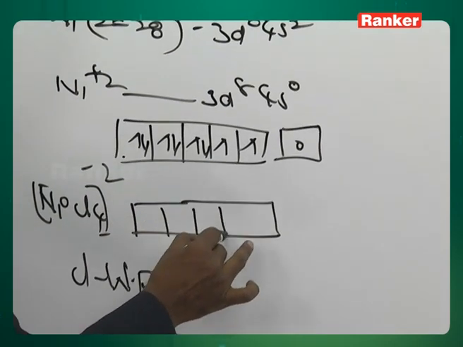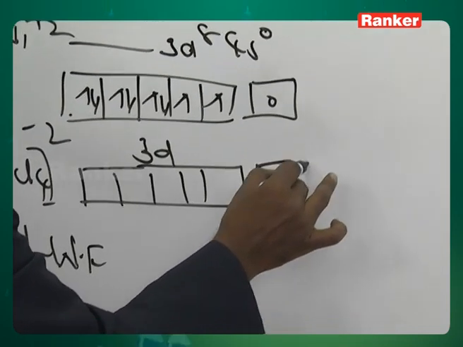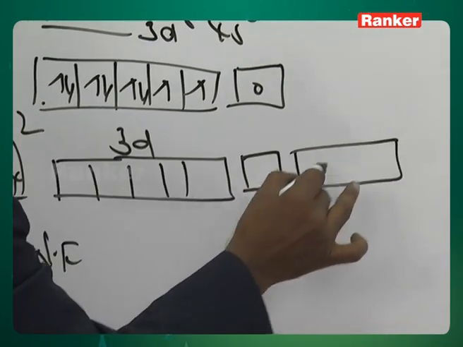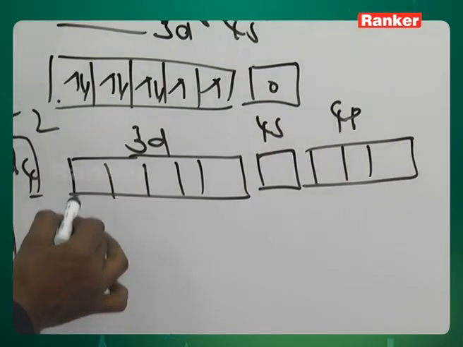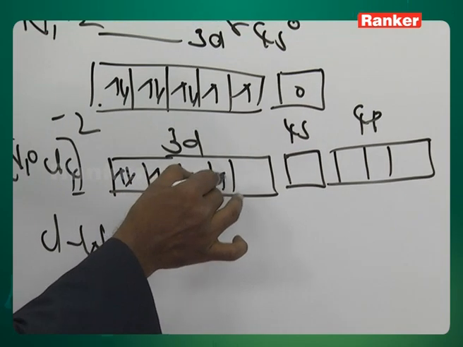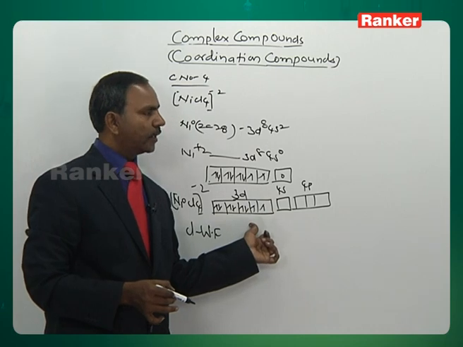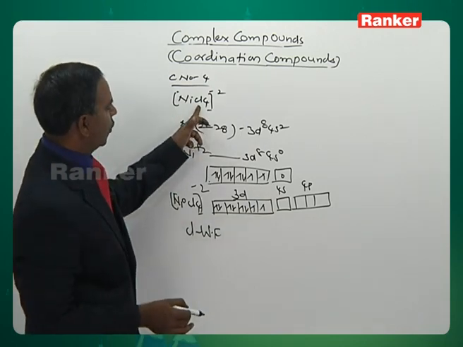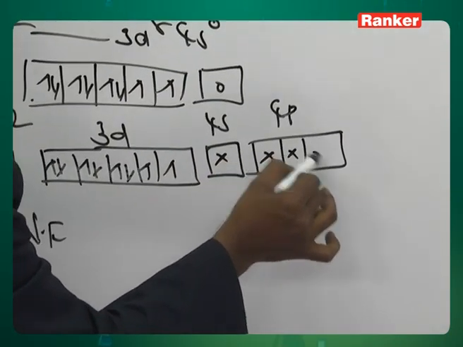3d, 4s, 4p. You take 3d, 4s and 4p, then 1 2 3 4 5 6 7 8. These electrons are not disturbed, same as I have written, but the coordination number is 4. Therefore, you take 4 orbitals: 1 2 3 4.